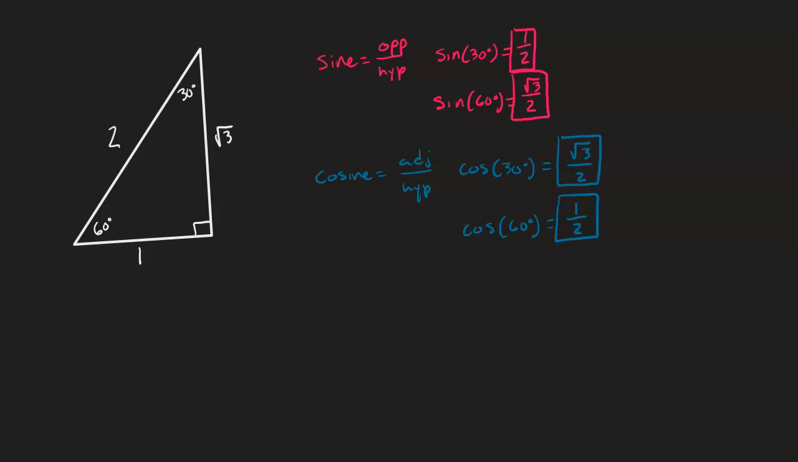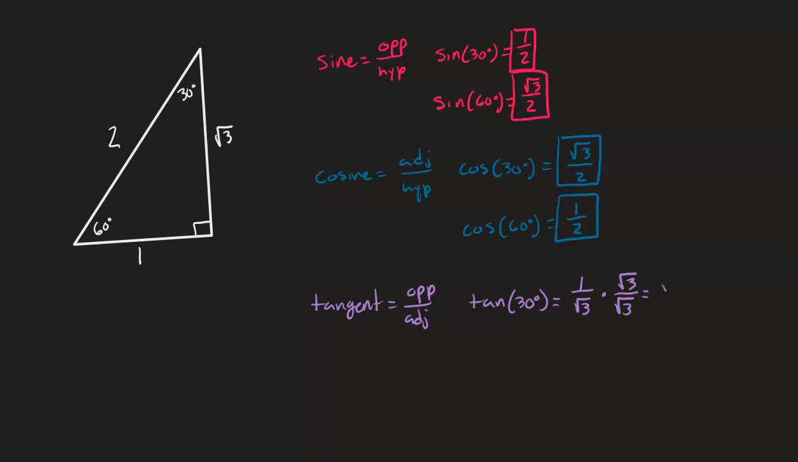The last one we're going to work out is tangent. Tangent is opposite over adjacent. So let's take a look at tangent of 30 degrees. So I'm going to go ahead and take a look at the 30-degree angle. My opposite is 1. My adjacent is rad 3. So therefore, it would be 1 over rad 3. The problem is I have a radical in the denominator. So let's go ahead and rationalize that by multiplying the top and bottom by rad 3.